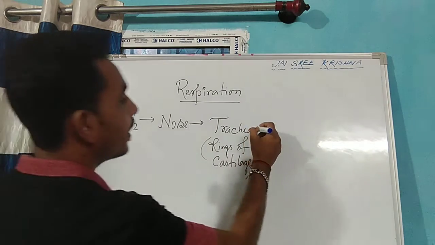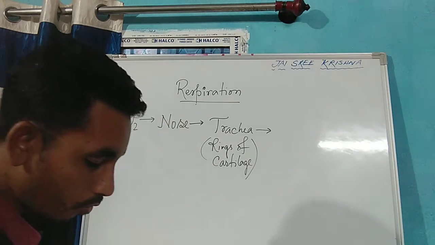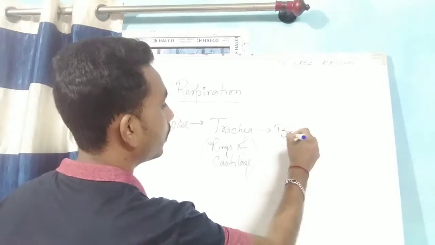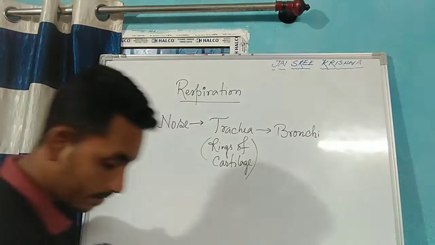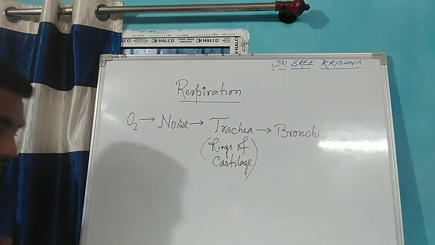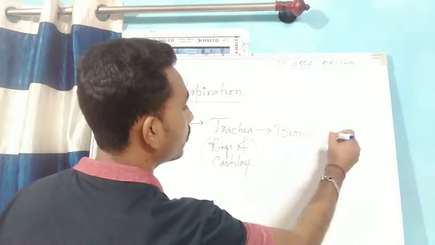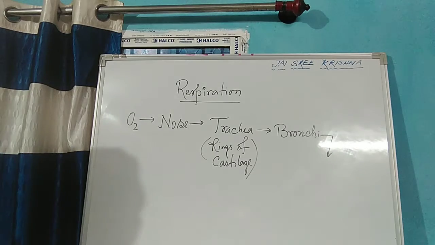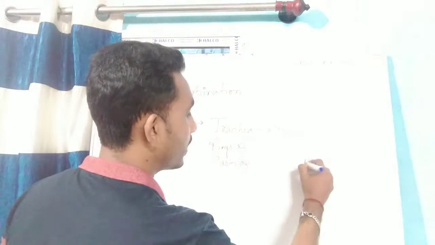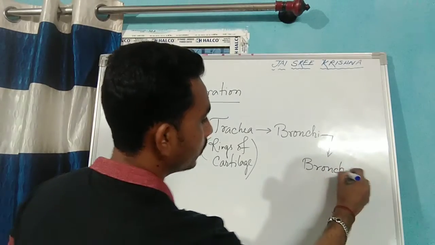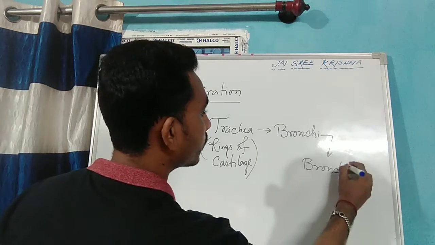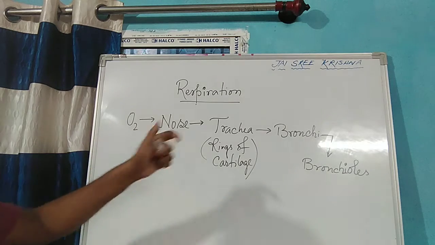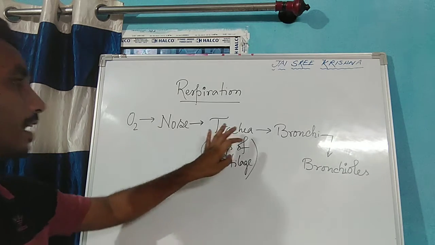Now this trachea gets divided into two bronchi, and these bronchi finally get divided into bronchioles, smaller tube-like structures. So this is how we need to understand it: oxygen goes through the nose, then it enters the trachea.